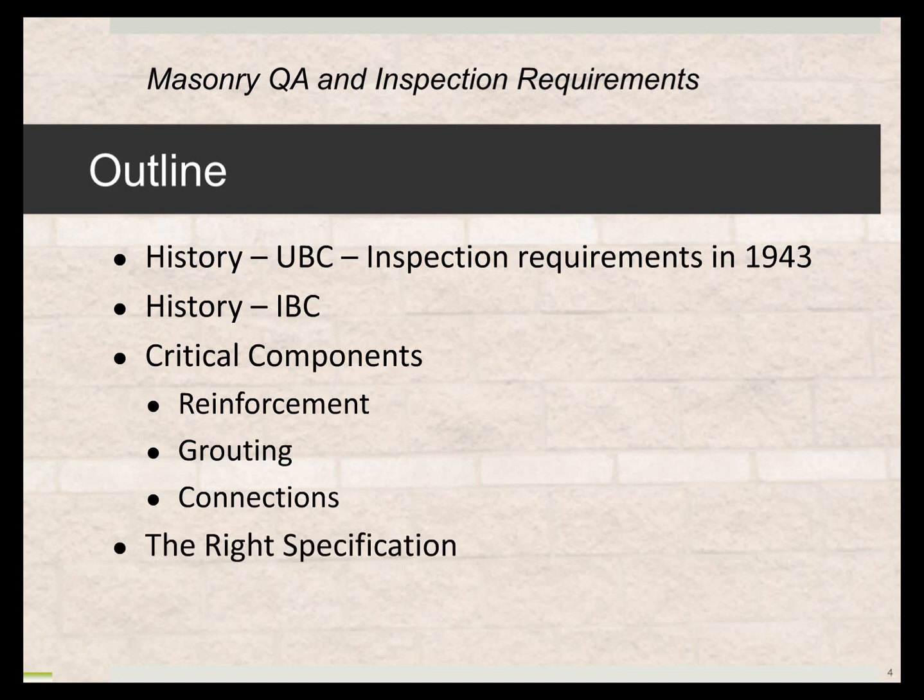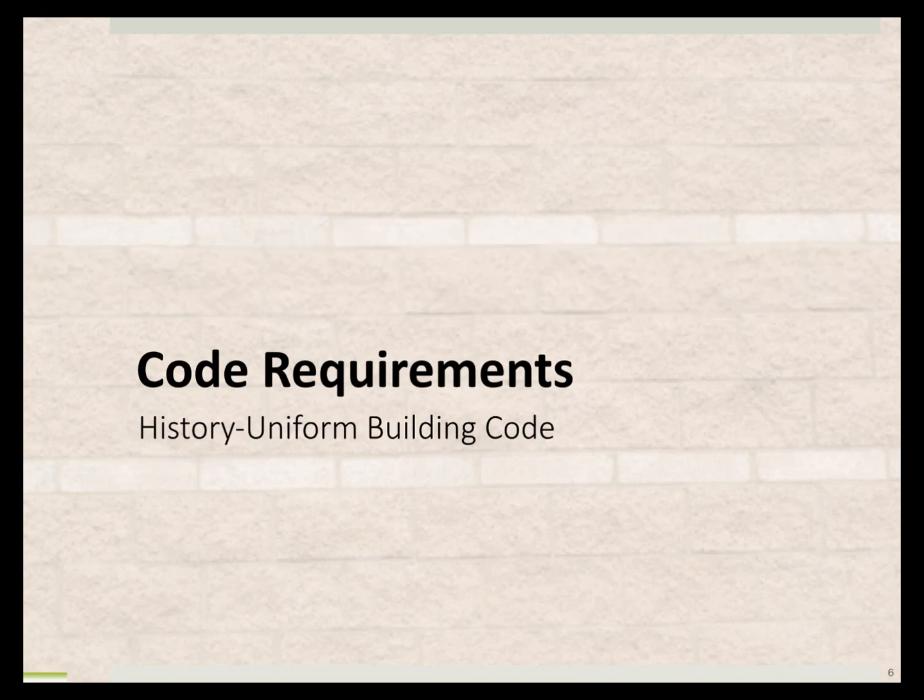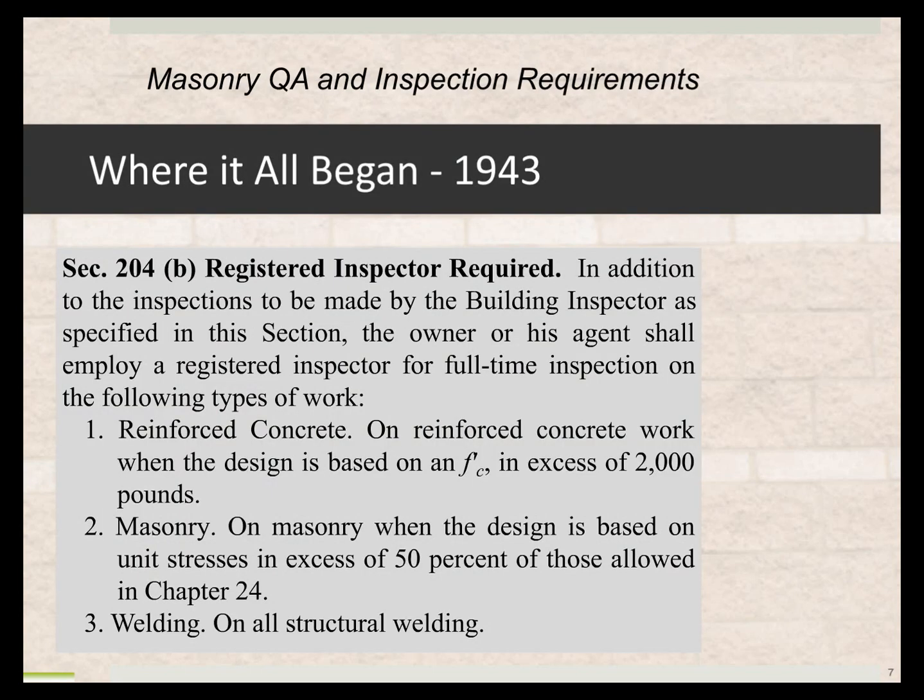I'm going to show you some examples of specifications that were cut and paste from job to job, and they morphed into something which was really sending the wrong message to the field. So I'll show you how to get the right specification, and I think that will help tremendously. And also, we do have a conclusion moving forward. What are the code requirements here? Well, we'll look at the history of the Uniform Building Code, where it all began in 1943.